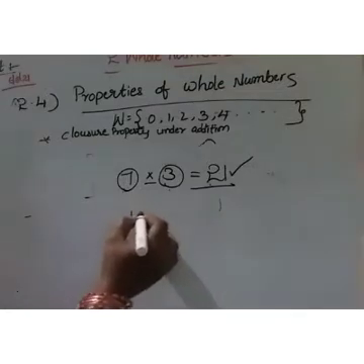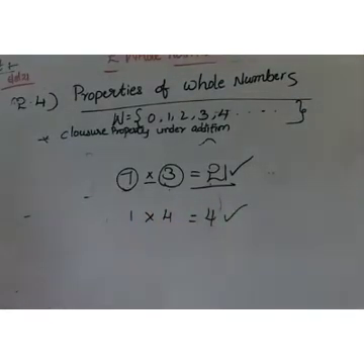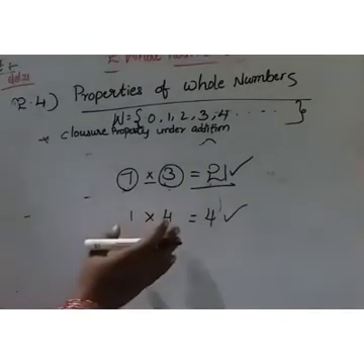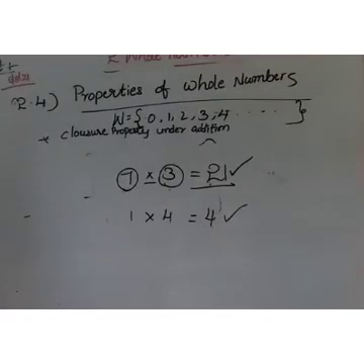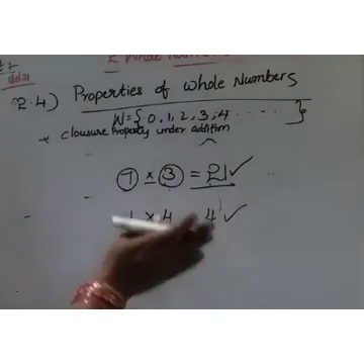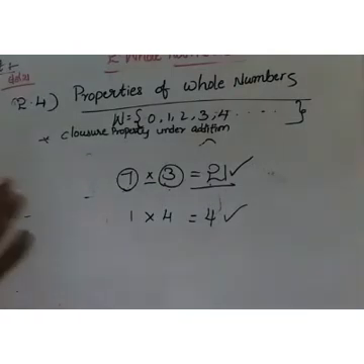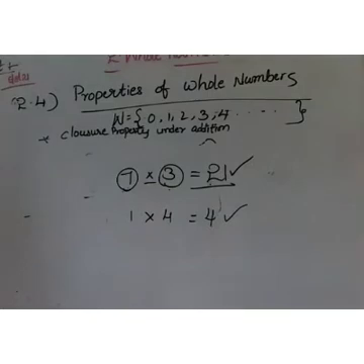Next, 1 into 4. What do we get as the product? 4, and 4 is also a whole number. When we multiply two whole numbers, the product is also a whole number. So, we can say that whole numbers are closed under multiplication also.